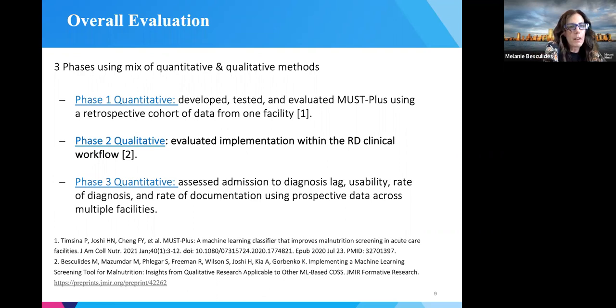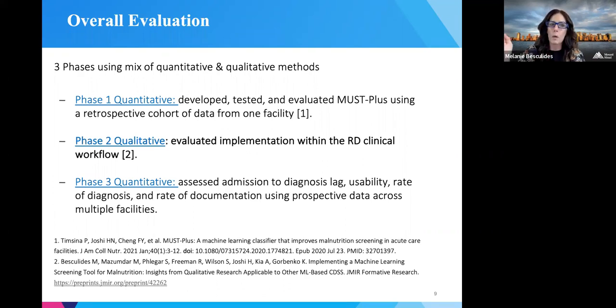And then the second part of the evaluation, which is where I will spend most of the time talking about today, the methods and our results, is this evaluation of the implementation within the clinical workflow of registered dietitians. They're the ones that get that MUST Plus score every day, and they use it in their clinical practice. And I won't talk about that right now because I do want to mention just phase 3.